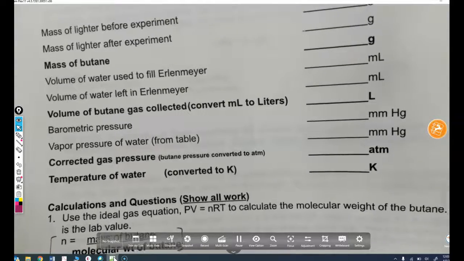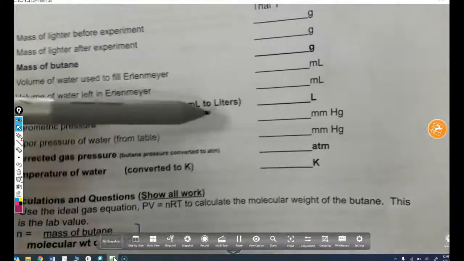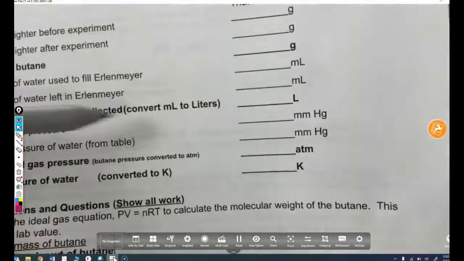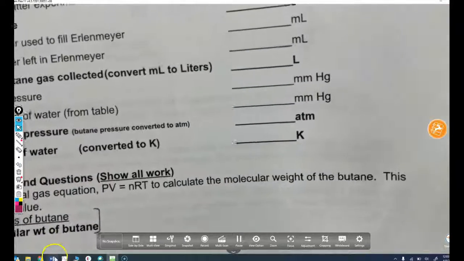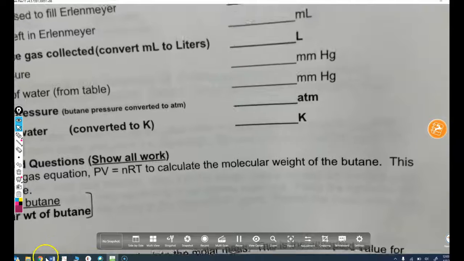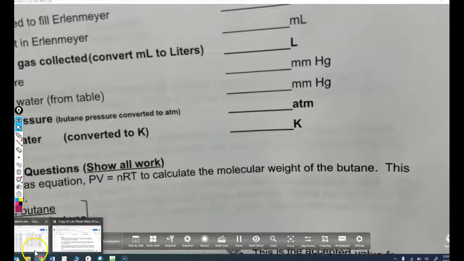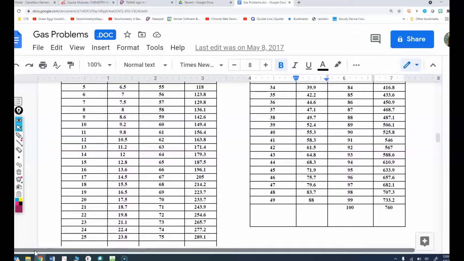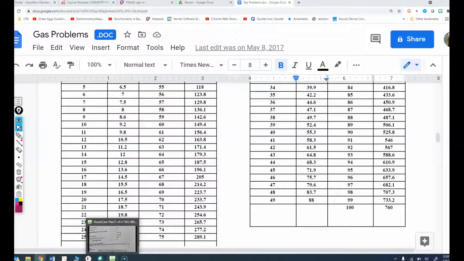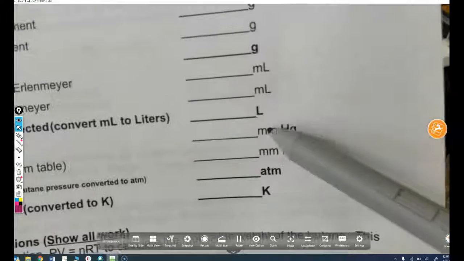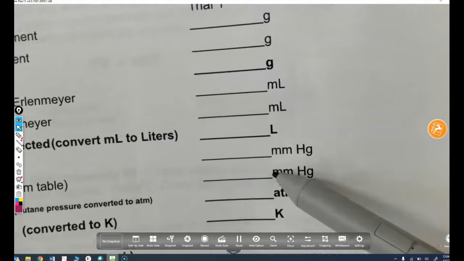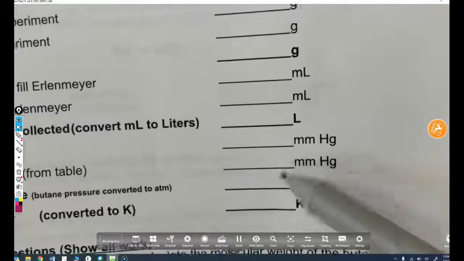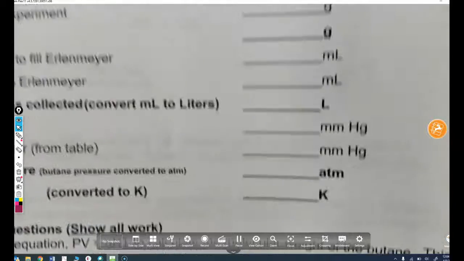So when we're talking about the barometric pressure, this was 758 millimeters mercury, and the vapor pressure that we just got from the table, I have to look at it again because I've already forgotten it. Hang on, everybody. The vapor pressure from the table at 22 degrees Celsius was 254.6. So this one was 758, and this was 254.6. Yes, you will subtract these two, but then you're going to have to convert it into atmospheres.